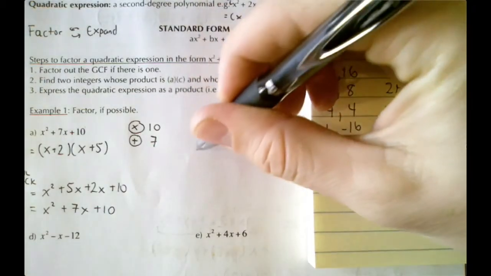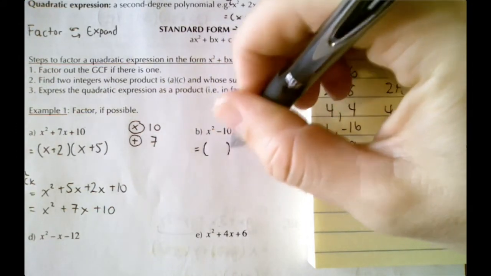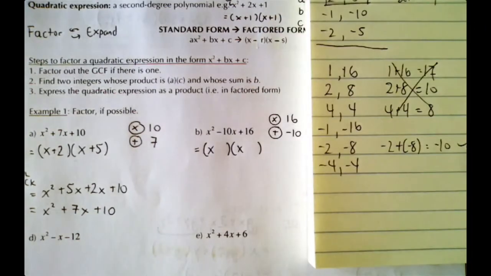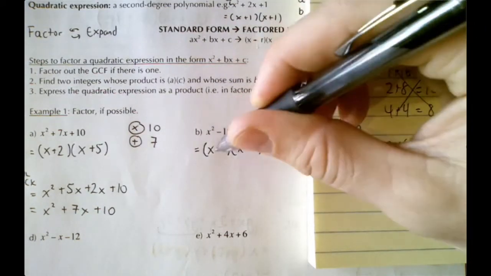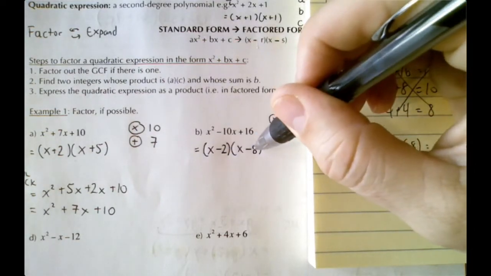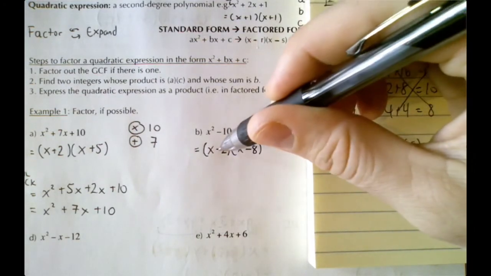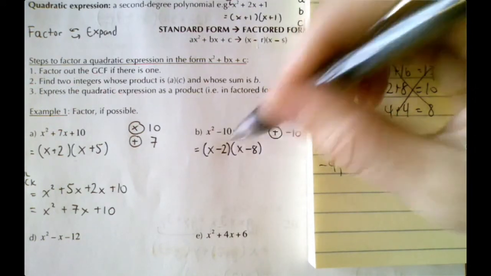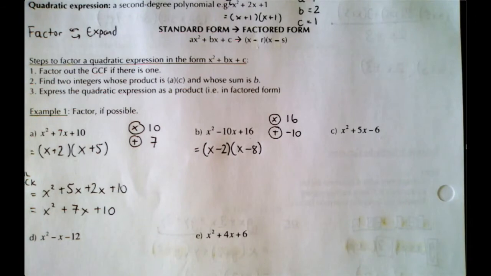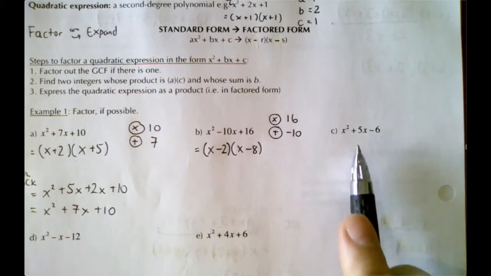So to factor this one, we make our 2 brackets. The x squared comes from the x times x step. And to get the other 2 terms, we need negative 2 and negative 8. Negative 2 times negative 8 gives us our 16. Negative 2 plus negative 8 gives us our negative 10 in the middle. And of course, we could check that by expanding. We don't have to, though, because it doesn't ask us to. Let's try C.